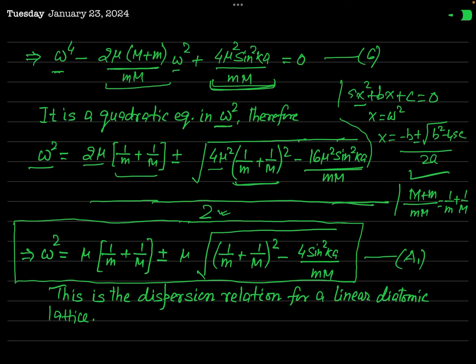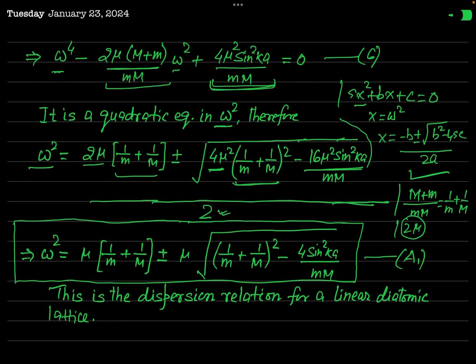Now you can see in both terms inside this square root, this 4 mu square is a common factor. So when you take 4 mu square as a common factor in the terms inside the square root and write it outside of the square root, that will be 2 mu, because 2 mu is the square root of 4 mu square.